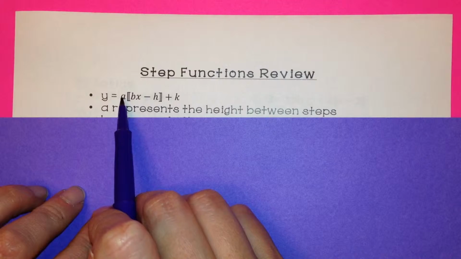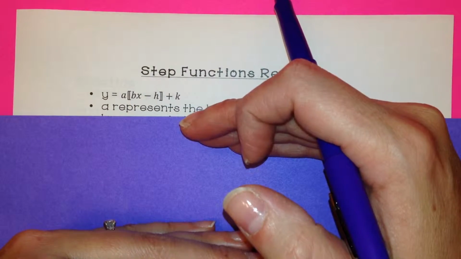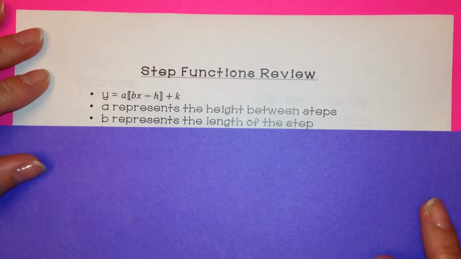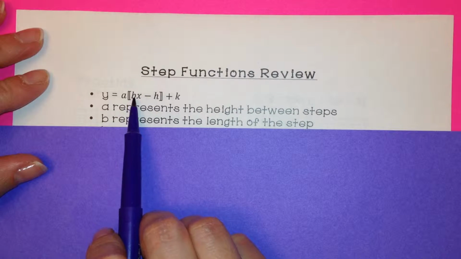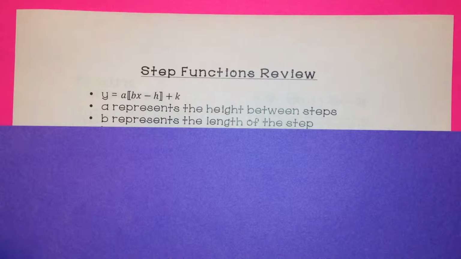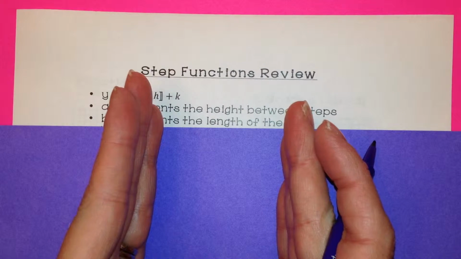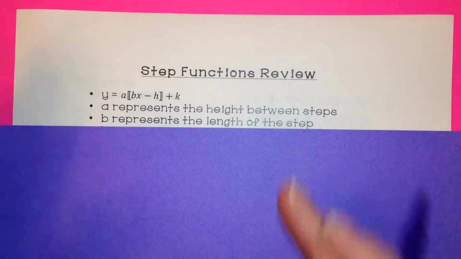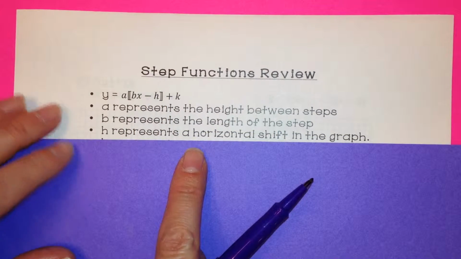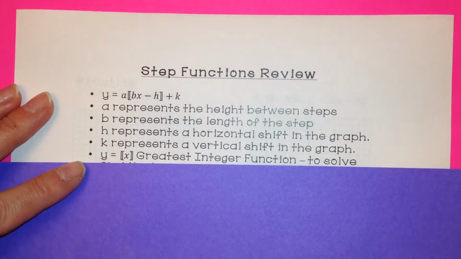So if you multiply it by a whole number, such as 2, the distance between the steps increases 2 times, or times 2. B, if it's multiplied by x inside the greatest integer bracket, it represents the length of the step, so the actual length the step is. So it could get longer, it could get shorter. H represents the horizontal shift in the graph. K is the vertical shift in the graph.